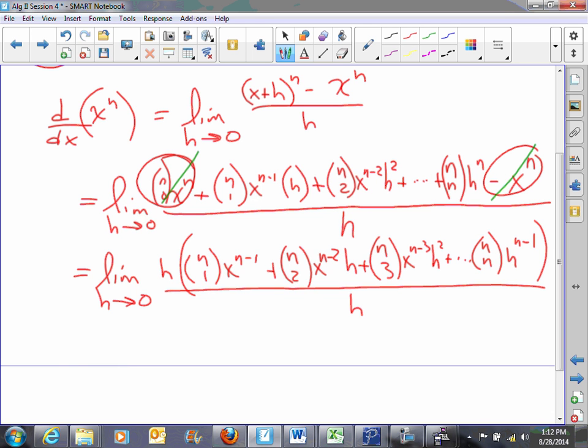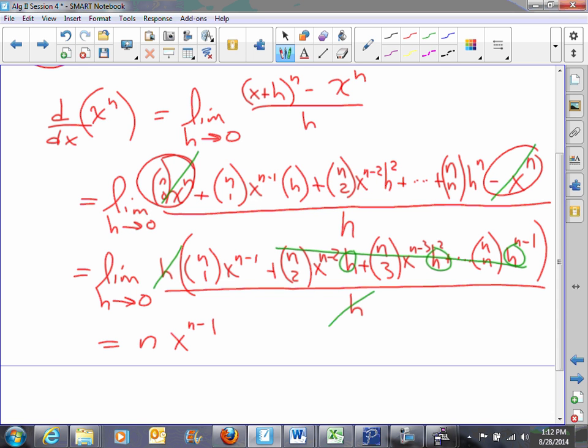Now, if you remember, since we're evaluating a limit here, we can actually cross out the removable discontinuity. In other words, this h over h here can actually be gotten rid of because we're evaluating a limit. And then through direct substitution, notice if we put a 0 in for h here, all of these terms actually become 0, and all we're left with is this one term. Now n choose 1 is n, and then x to the n minus 1.